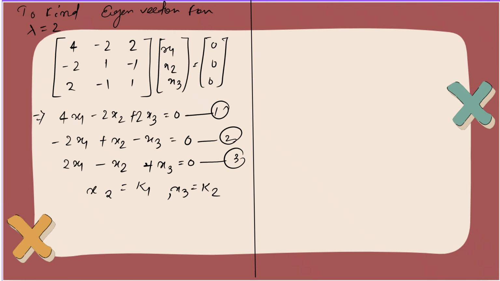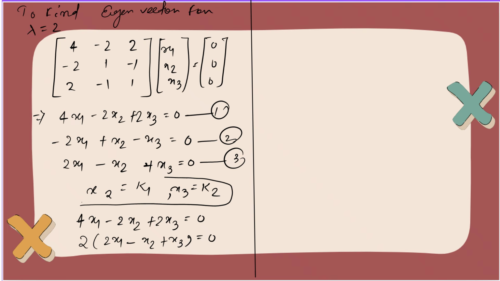From the first equation, 4x1 minus 2x2 plus 2x3 equal to 0. When you take 2 common from this equation, it becomes 2 times (2x1 minus x2 plus x3) equal to 0. Look here, the first equation and the third equation are very similar, so we will take this.